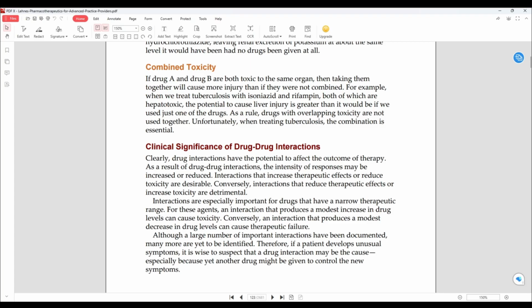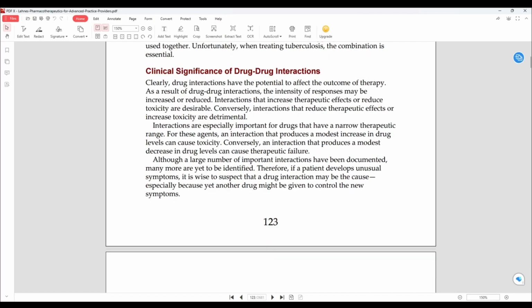The combined toxicity. If drug A and drug B are both toxic to the same organ, then taking them together could cause more injury than if they were not combined. An example of this is when we treat tuberculosis with isoniazid and rifampin, both of which are hepatotoxic. The potential to cause liver injury is greater than it would be if we had used only one of the drugs. As a rule, drugs with overlapping toxicity are not used together. Unfortunately, when treating tuberculosis, the combination is essential. So sometimes we have to do what we have to do to treat our patients.